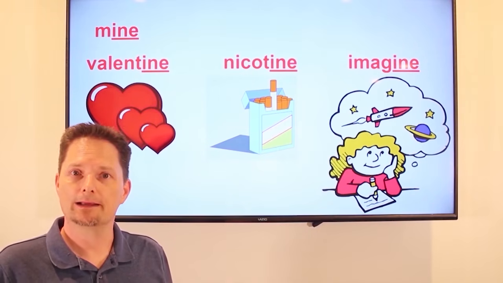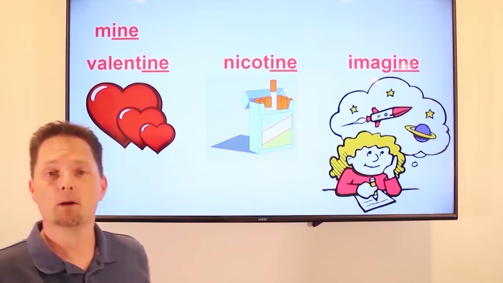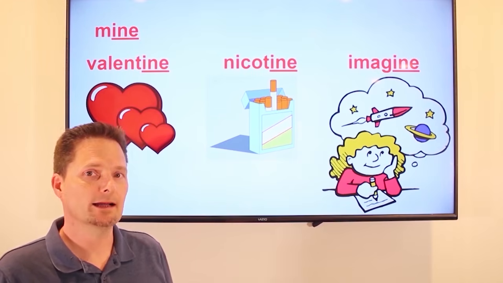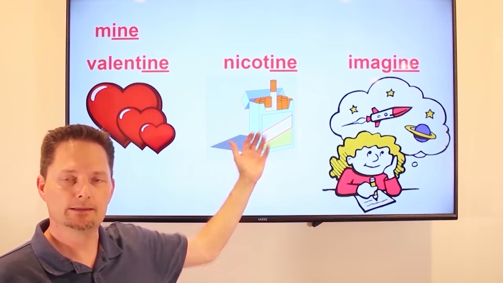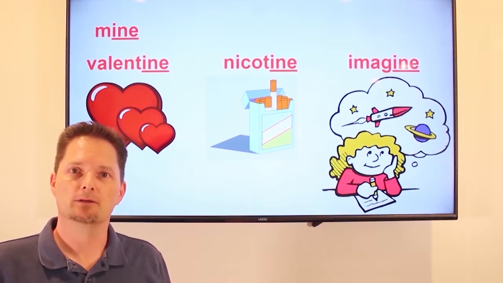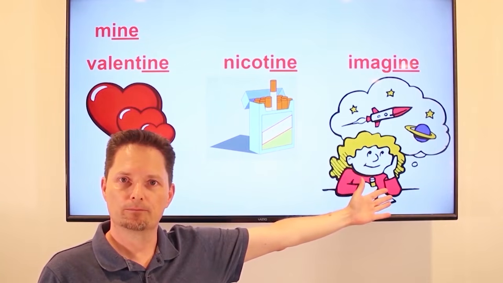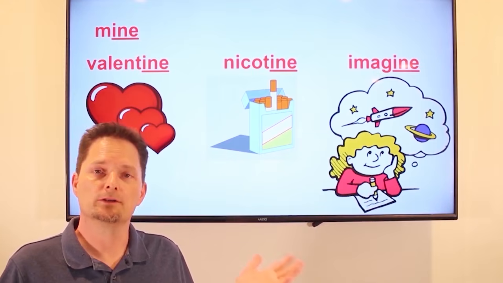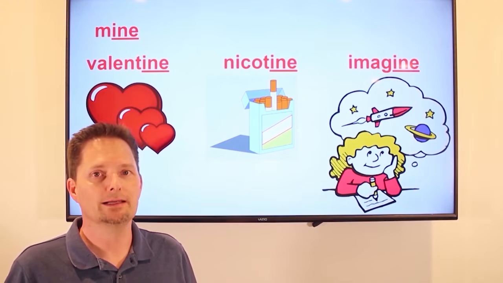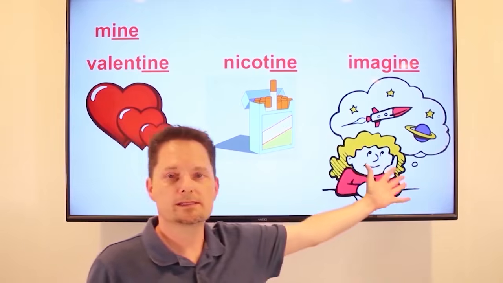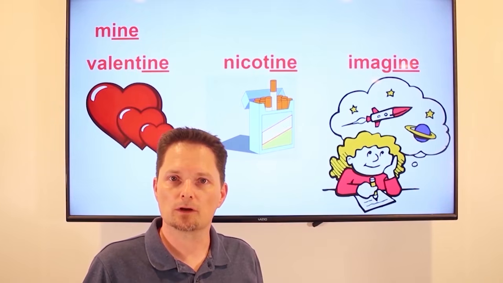Valentine uses a long I, the same as mine. Valentine. But sometimes it's pronounced with the sound E, like nicotine. Use the E sound, nicotine. And sometimes it sounds like I. Imagine, in, imagine. There's no way to know which sound to use when you're reading these words. So we're going to look at each one, and we're going to start with this sound, in, imagine. Let's take a closer look.